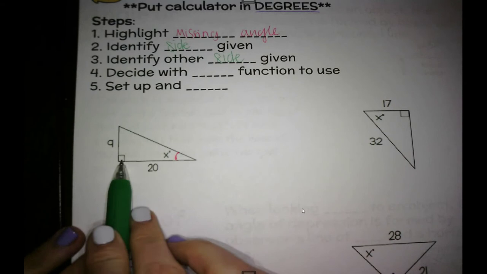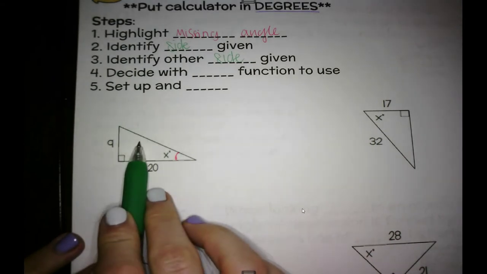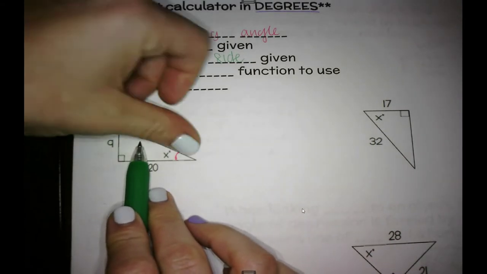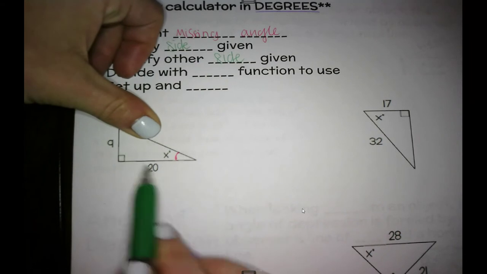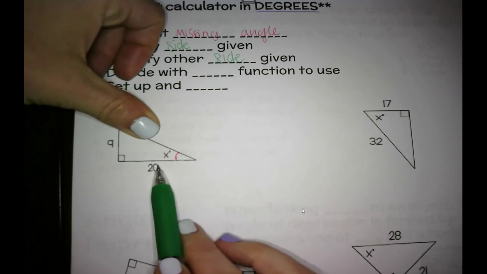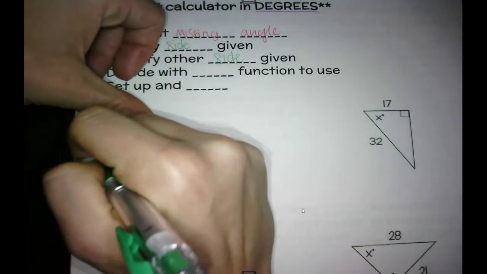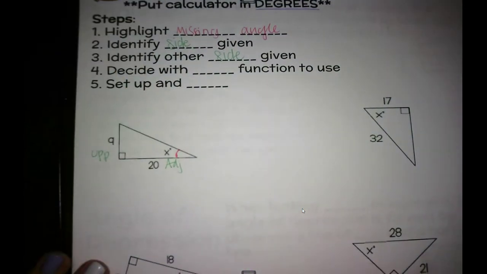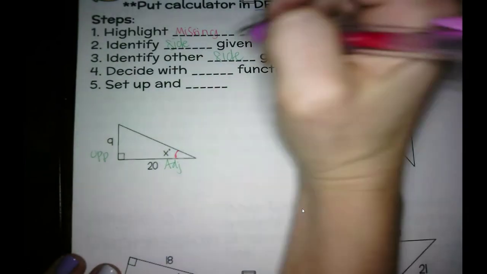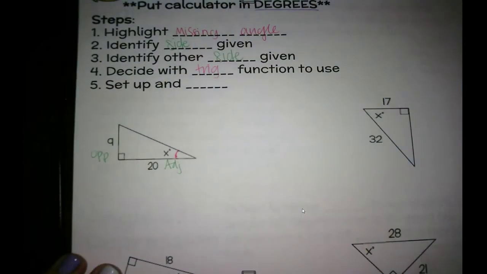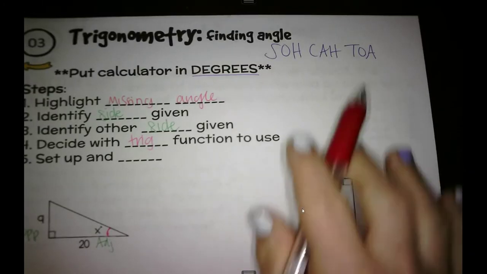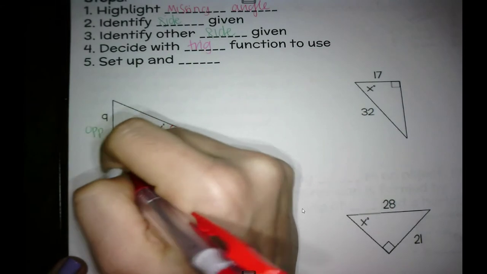So remember, the side that is opposite the 90 degree is our hypotenuse. That's not given. So we're just looking at these two sides. This side's next to that angle, so it's adjacent. This side is across from it, so it's opposite. And then we're going to decide which trig function to use. So which one uses opposite and adjacent? Opposite, adjacent, that's tangent. We're going to use tangent.